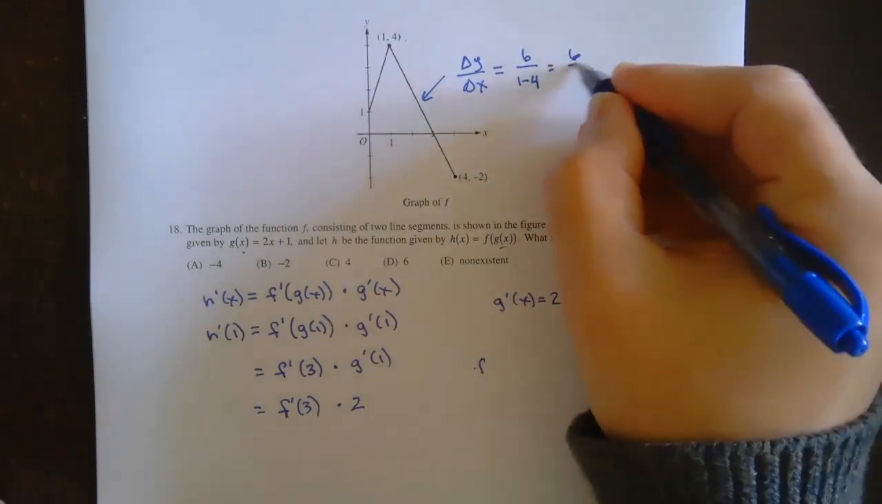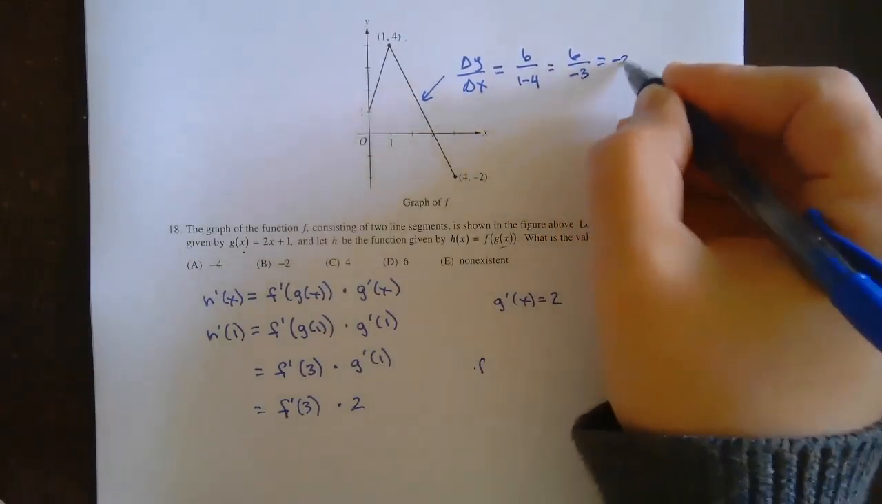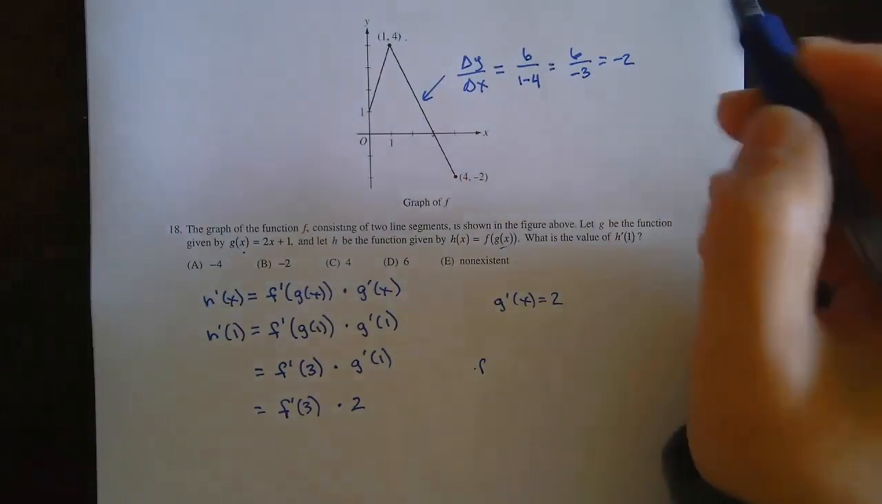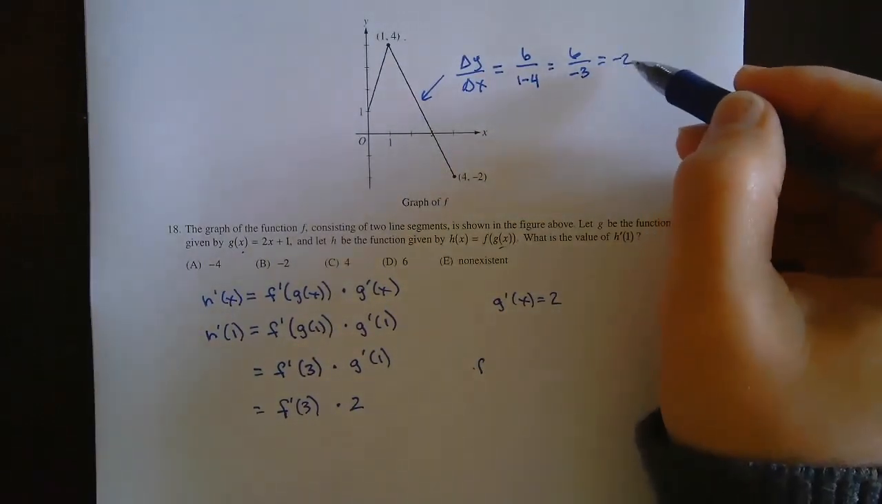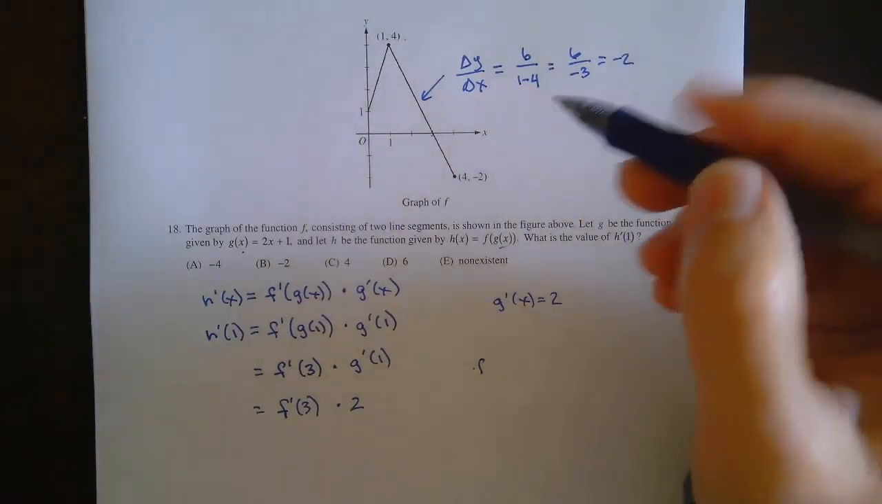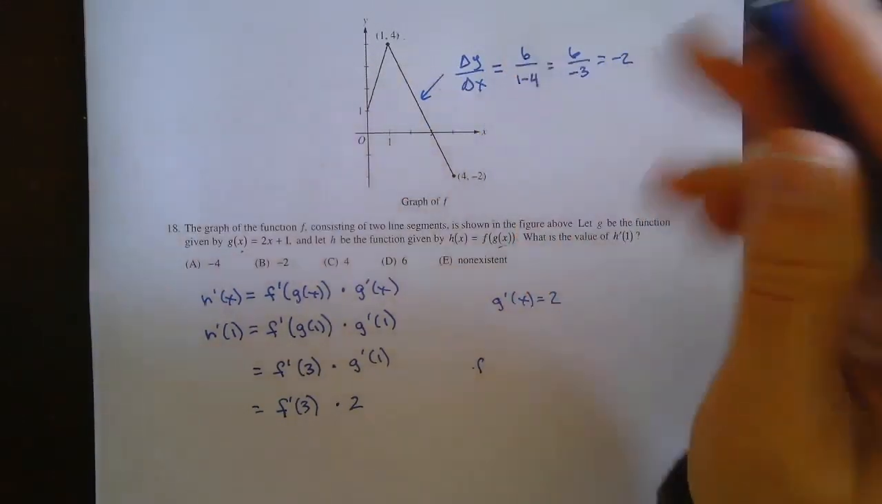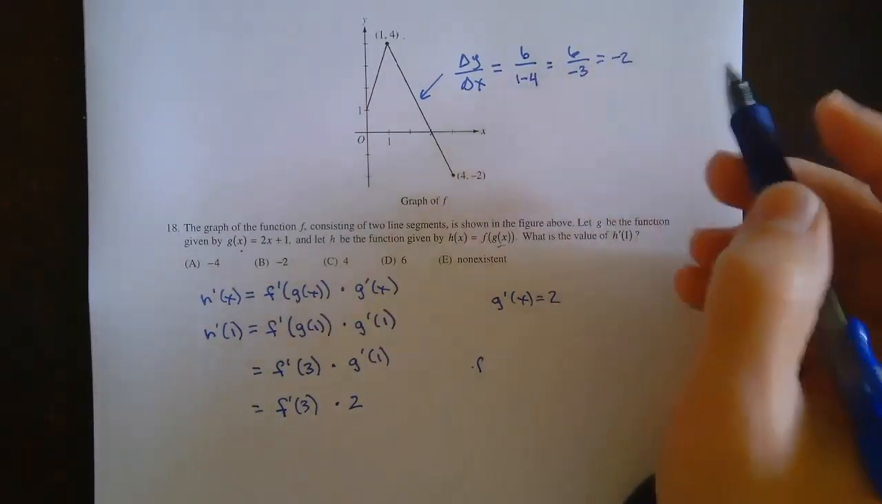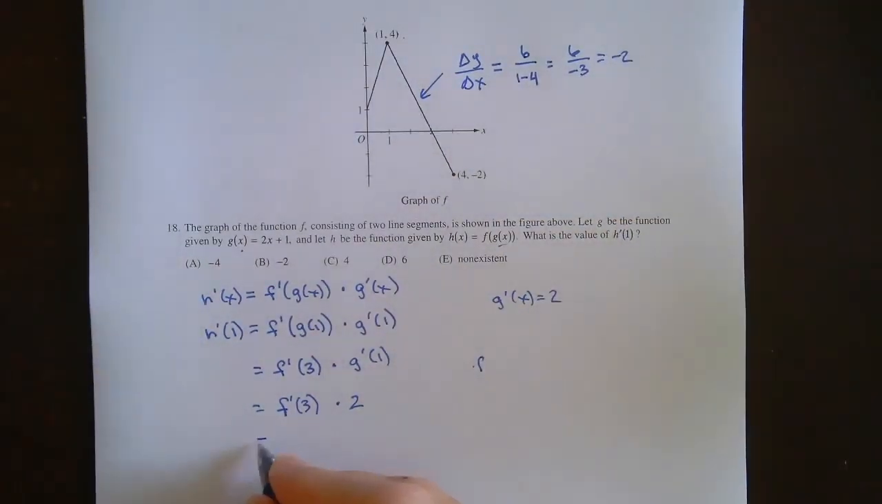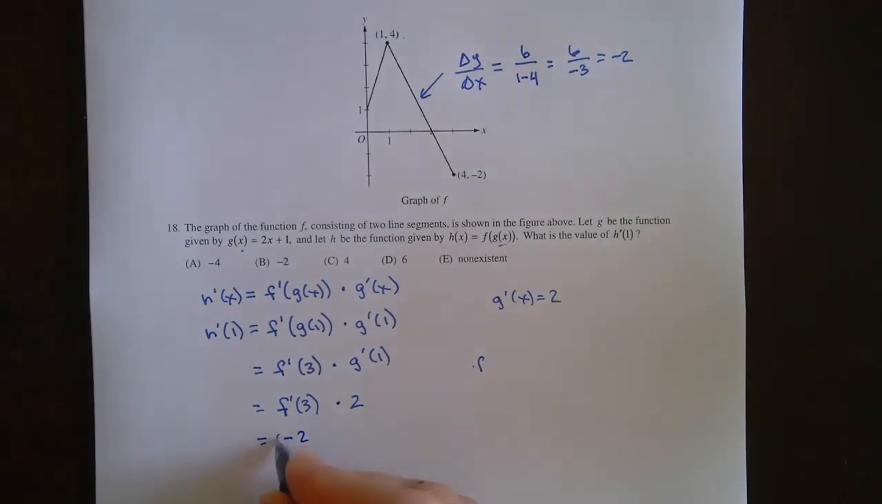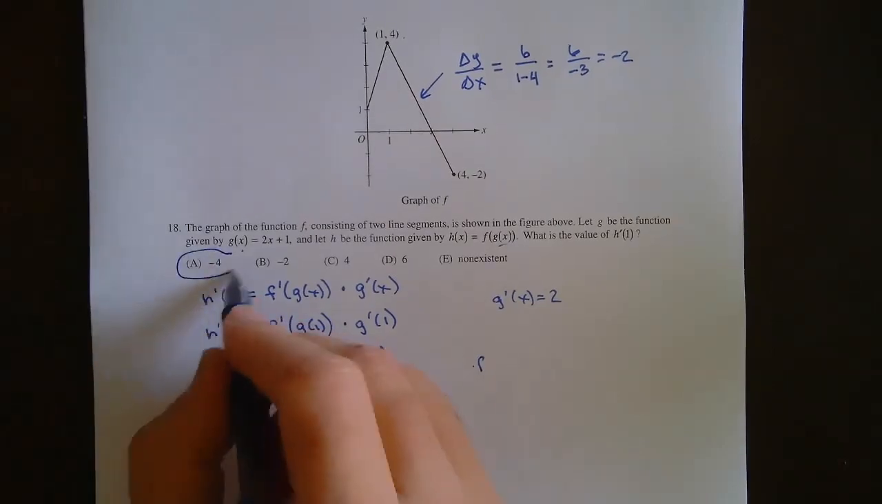Okay, so that'd be 6 over negative 3, which gives you negative 2. I don't really mind how you did this, but you get a slope of negative 2. That's what's important, because you could have done negative 2 minus 4 over 4 minus 1. So you get a slope of negative 2. That means f prime of 3 becomes negative 2 times 2, which would give you negative 4. So the correct answer to 18 is A.